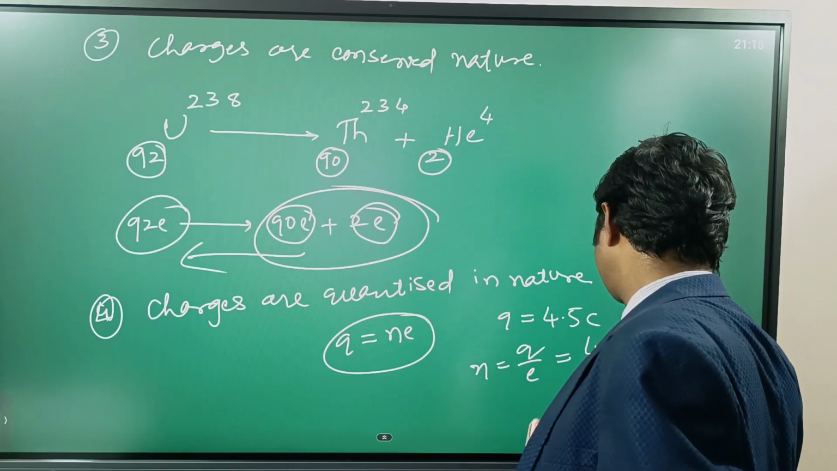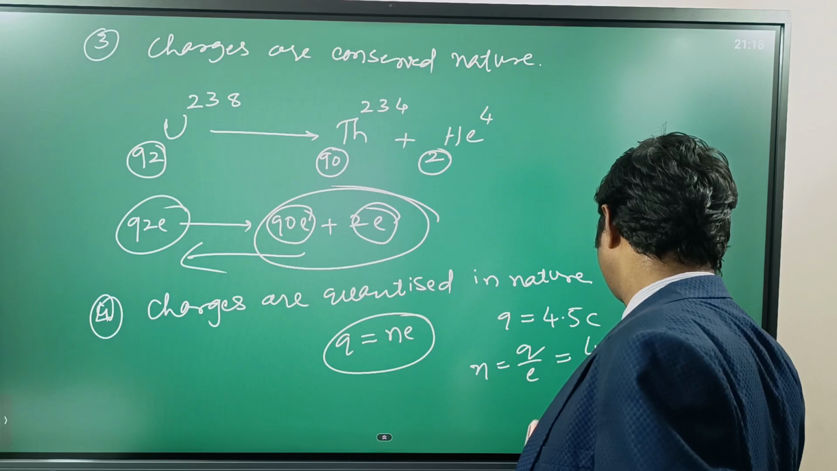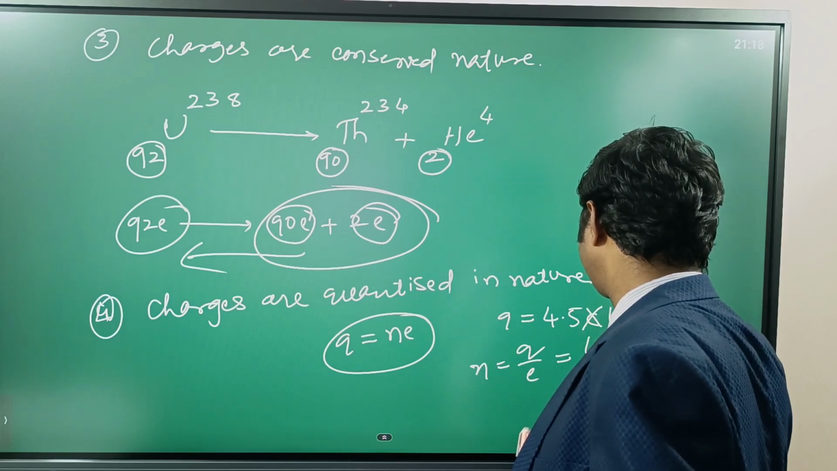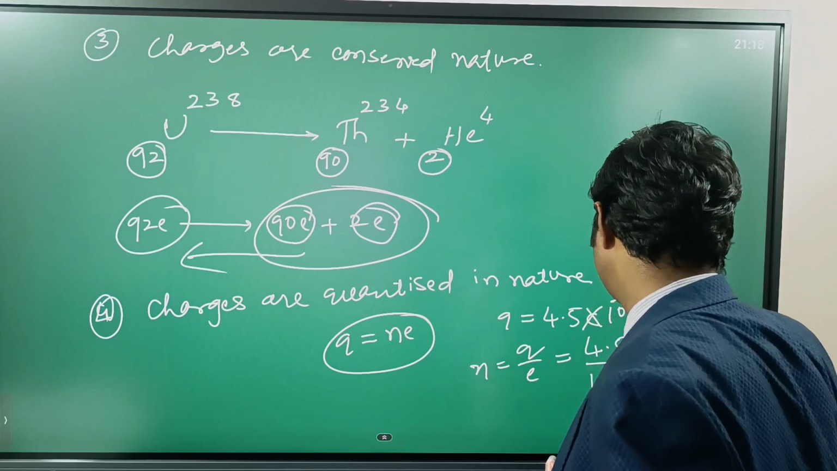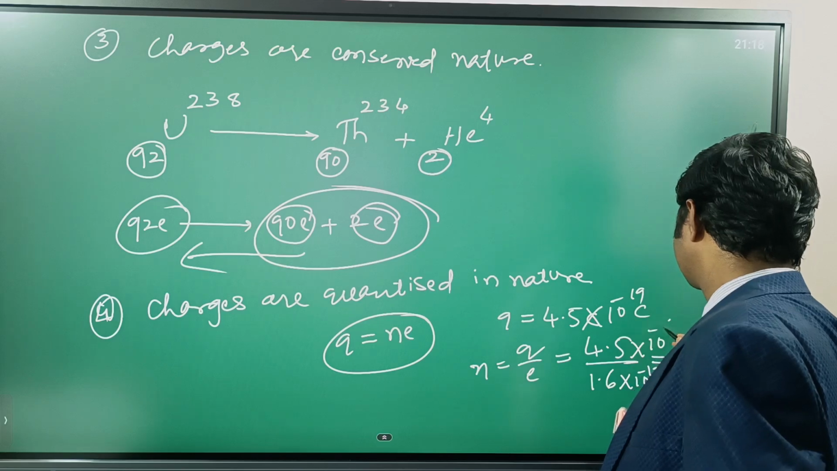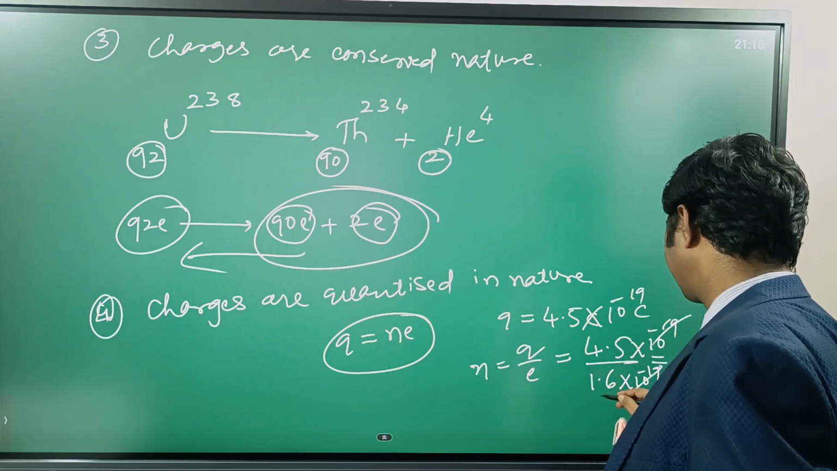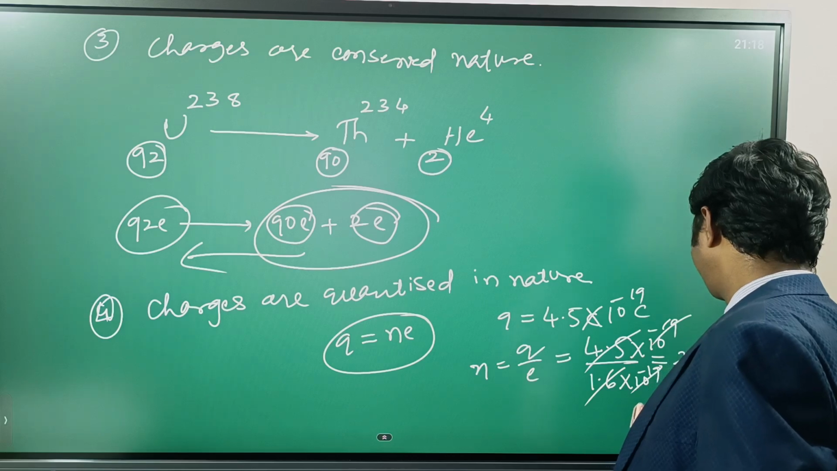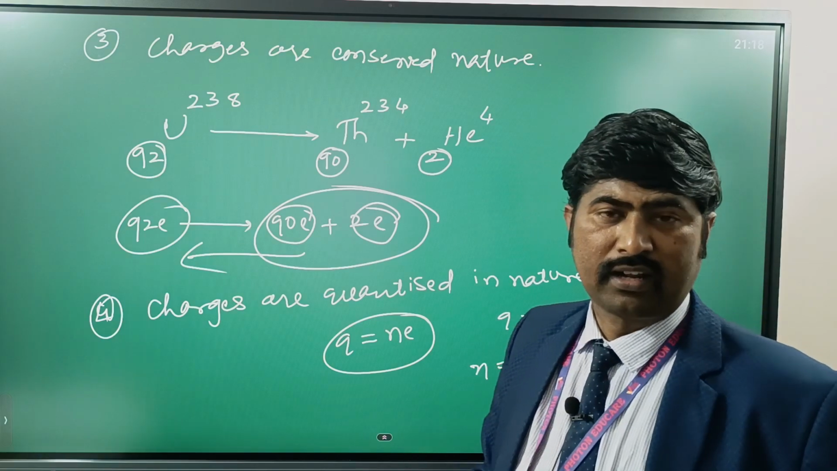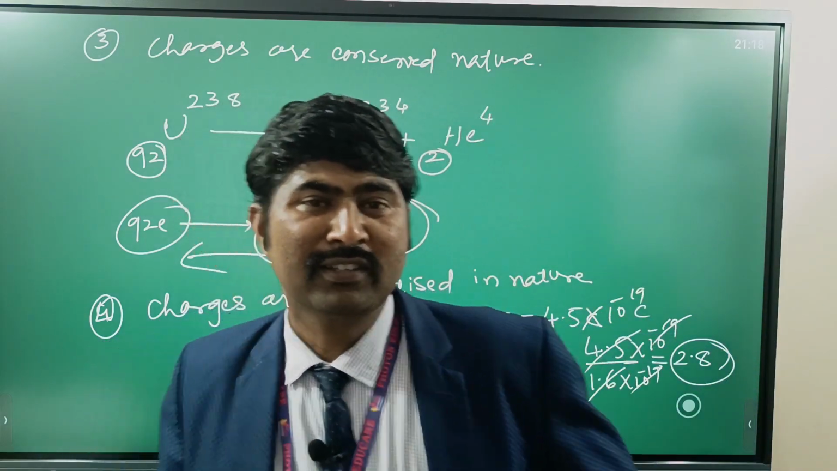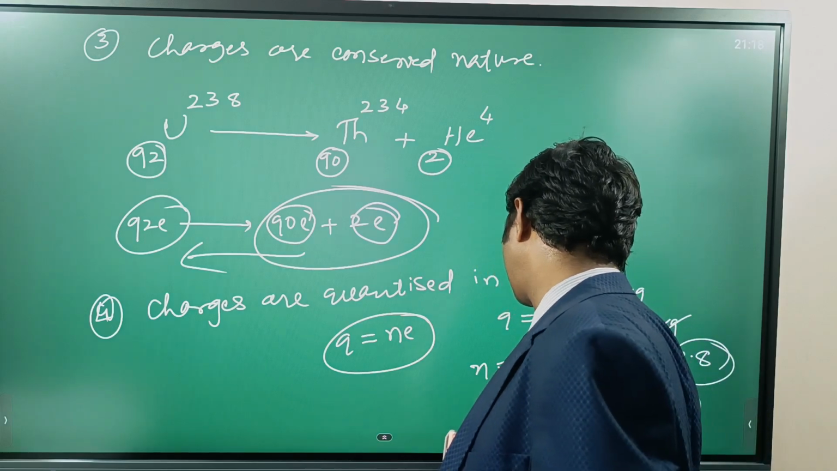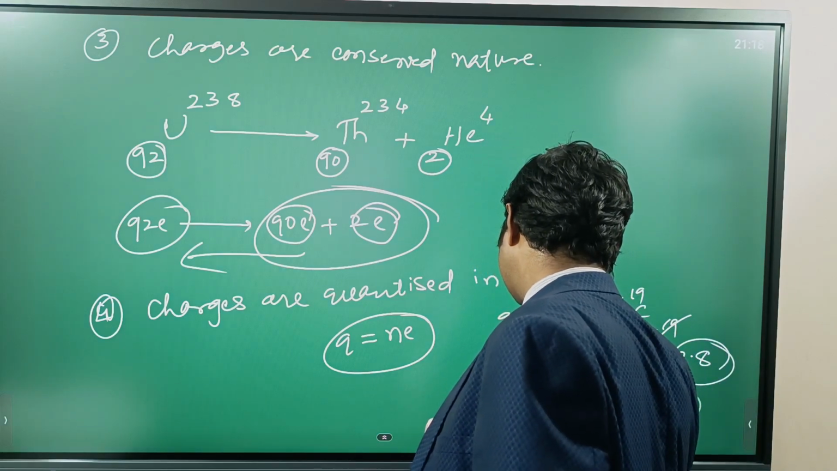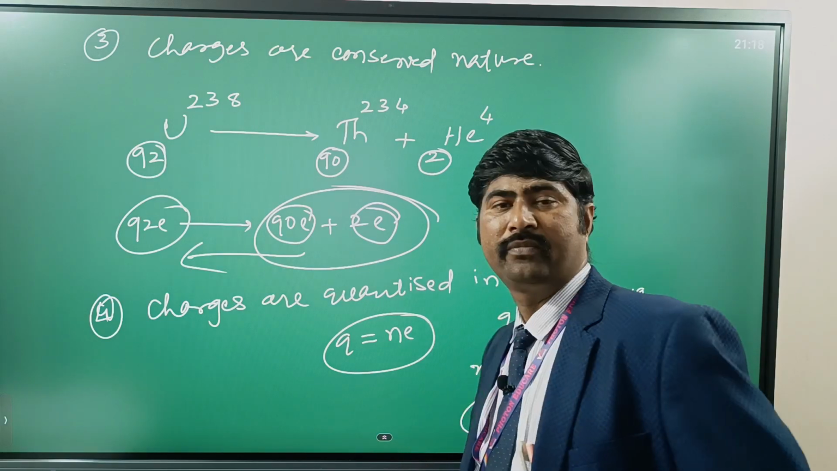So what is your answer? Taking the charge as 4.5 into 10 power minus 19 coulomb, clear? 10 power minus 19 gets cancelled. On dividing, you get 2.8. Clear? See, this 2.8, N equal to 2.8, is not an integer.